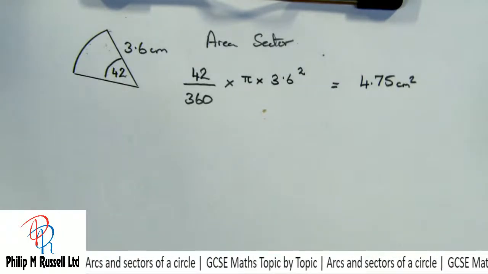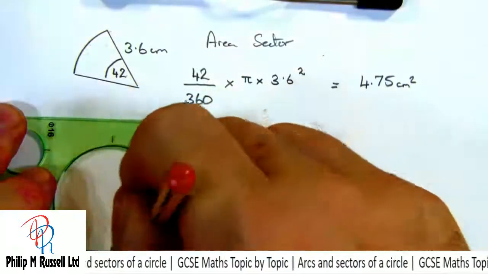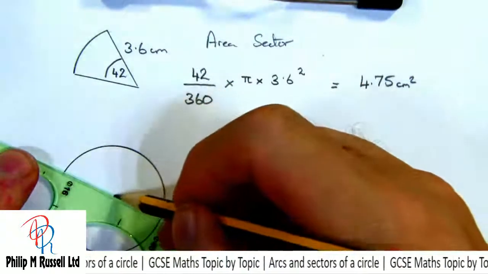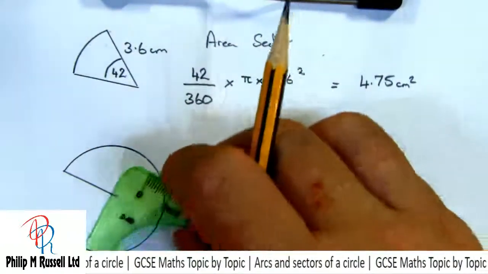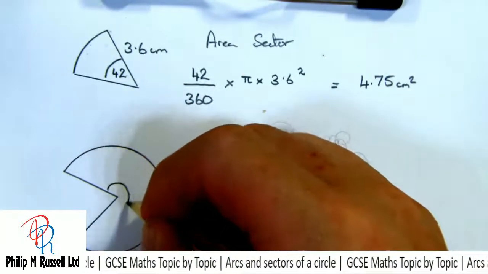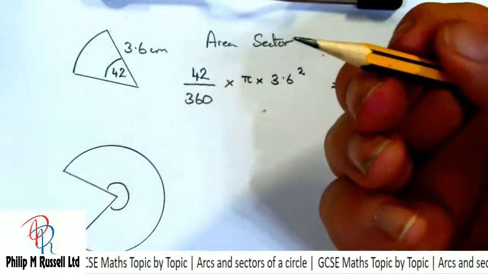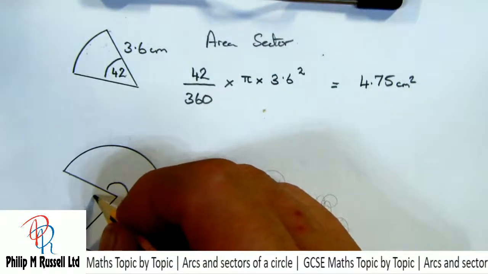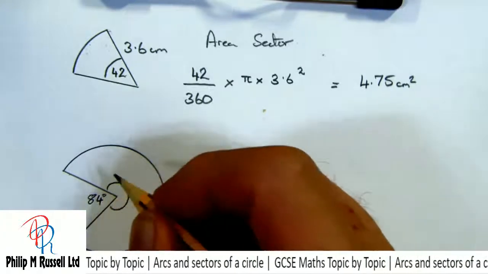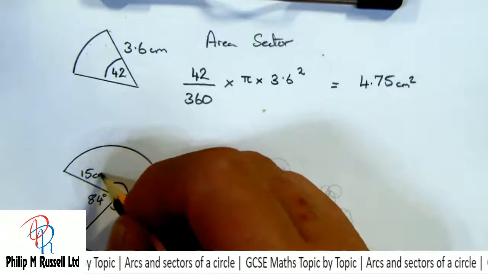We can have, as we did with the other one, this round the other way. And in this one we're going to work out the area of this piece here, and we might be told that this is going to be 84 degrees, and we're told we've got a length here. Let's have this at 15 centimeters.